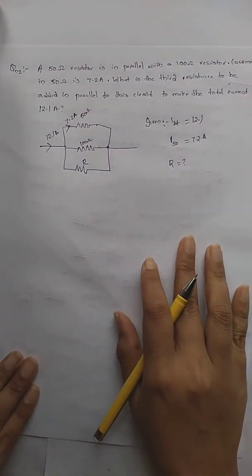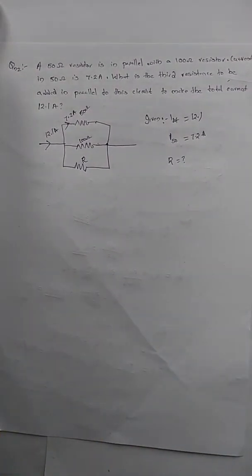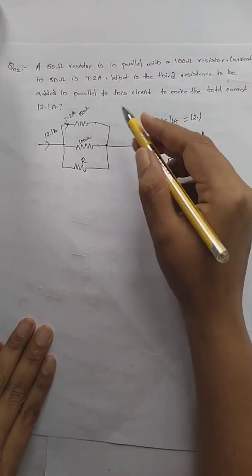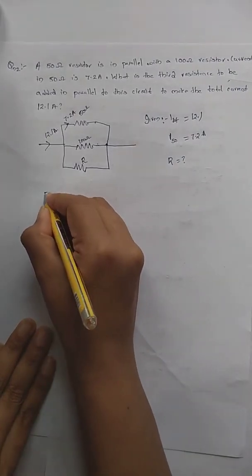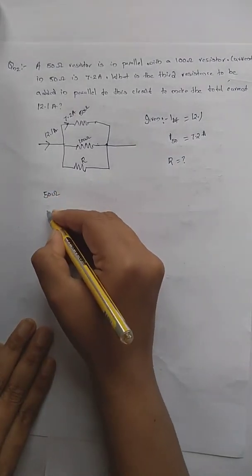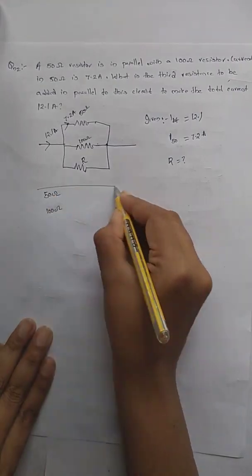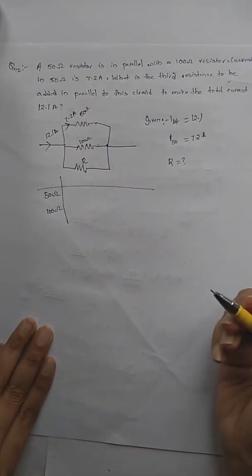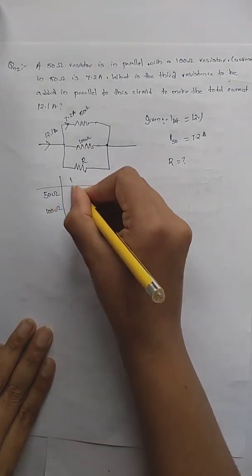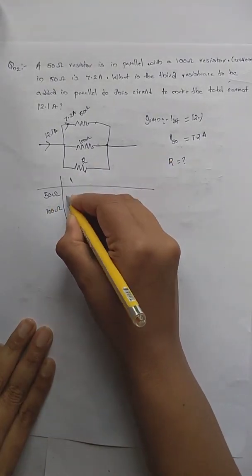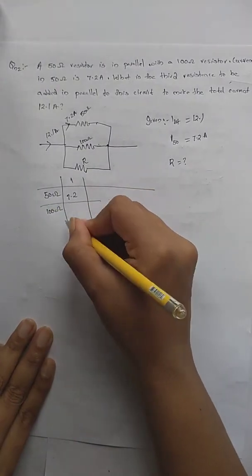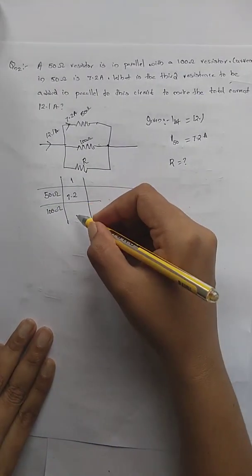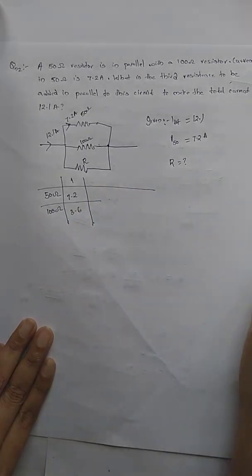So first, with the given data, we have to analyze what is happening in our circuit. We have a 50 ohm resistance and a 100 ohm resistance, isn't it? So the current flowing through 50 ohm resistance is given as 7.2, isn't it? So what will be the current flowing through 100 ohm? Naturally, half of it, that should be 3.6.